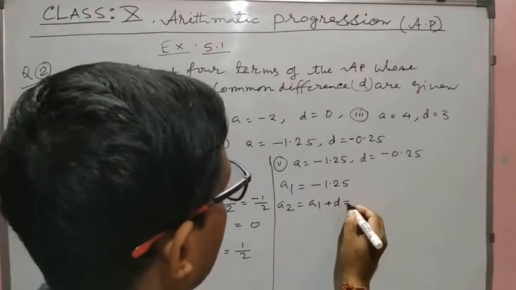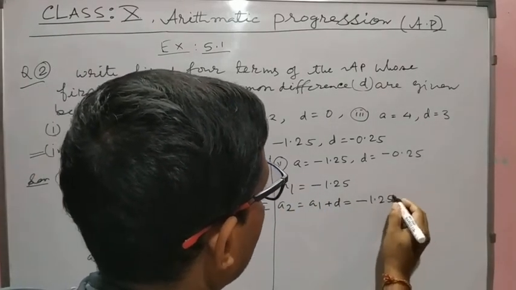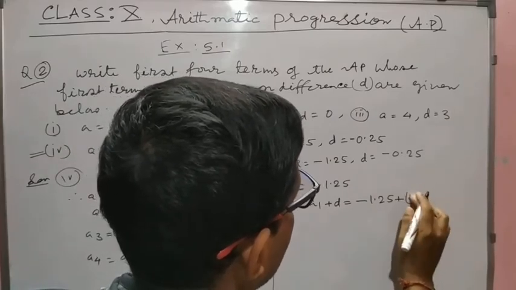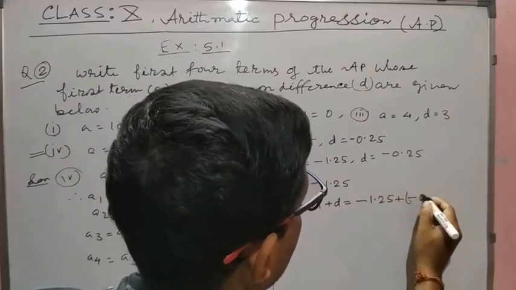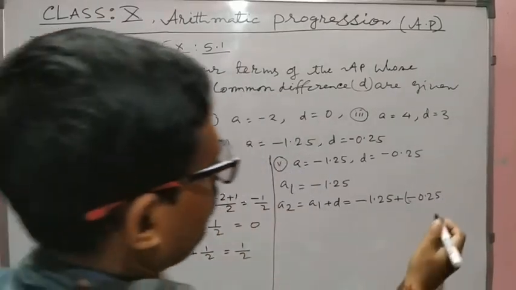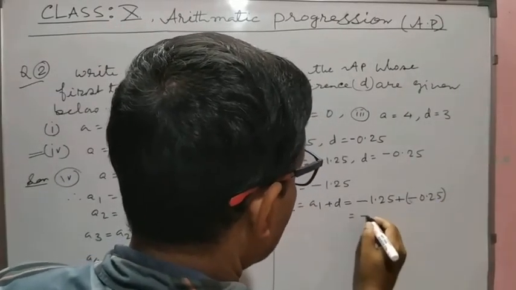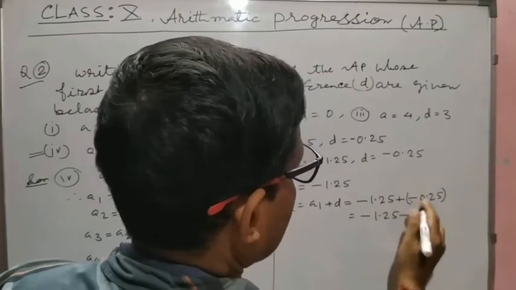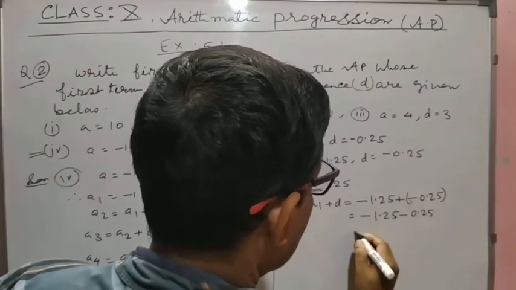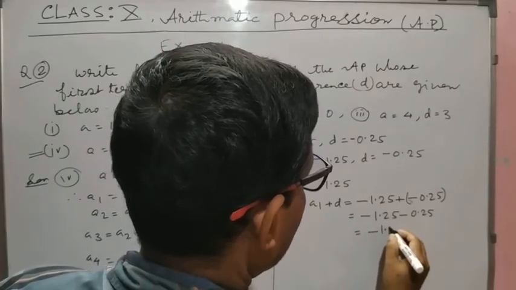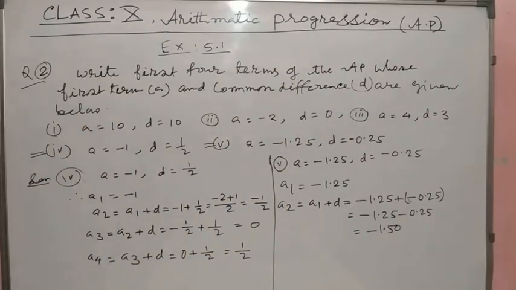So first term is what here? Minus 1.25 plus common difference is minus 0.25. So it will be minus 1.25 plus minus 0.25. So it will be minus 1.50. This is the second term. Second term equal to first term plus common difference. First term is this one, common difference is this one. We have to put a bracket, plus minus minus. Then on addition we get this is the second term.